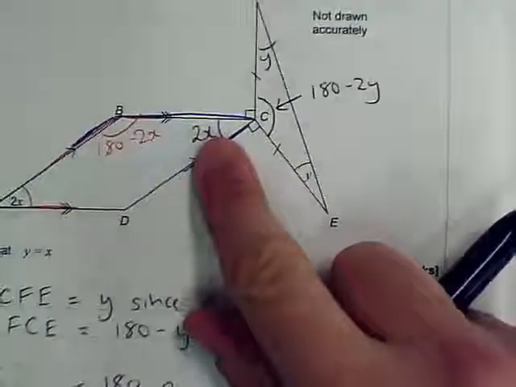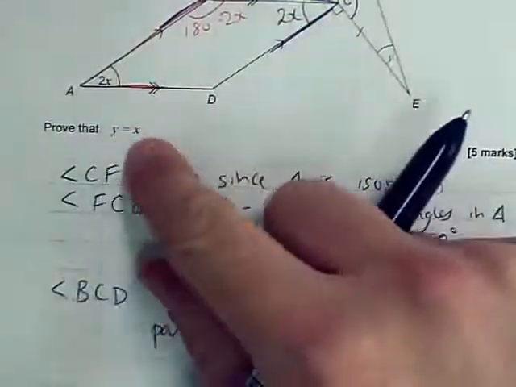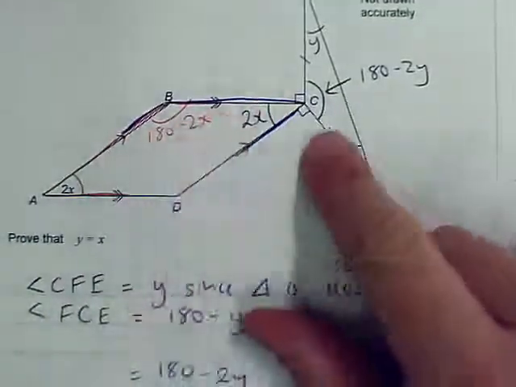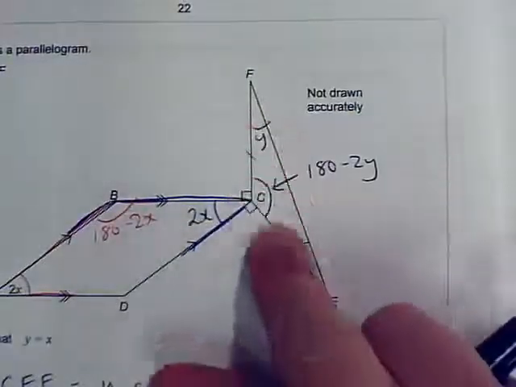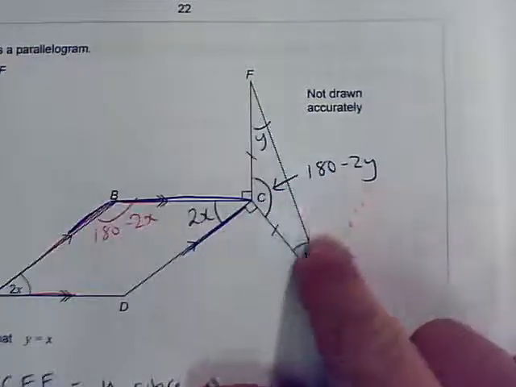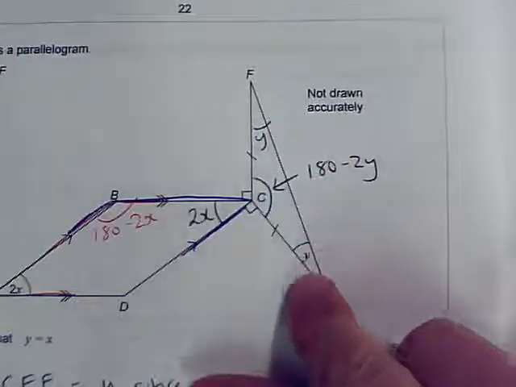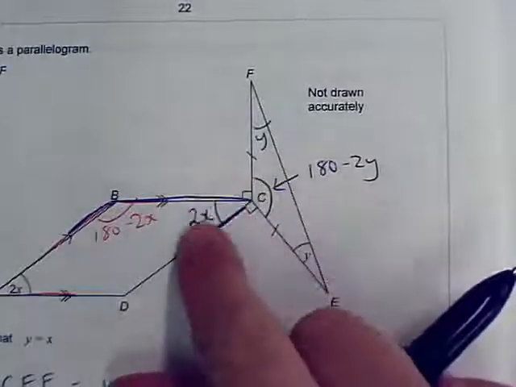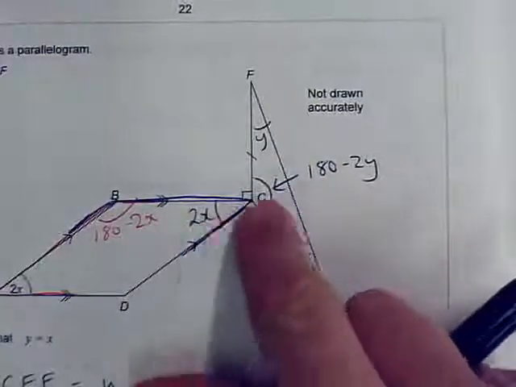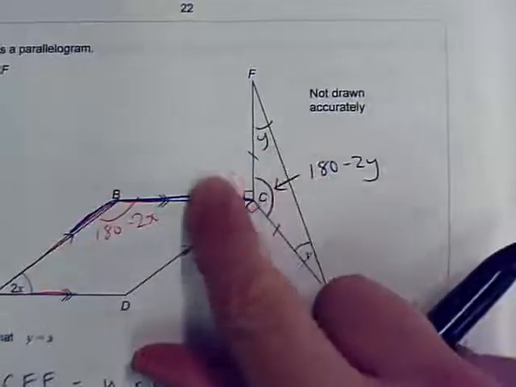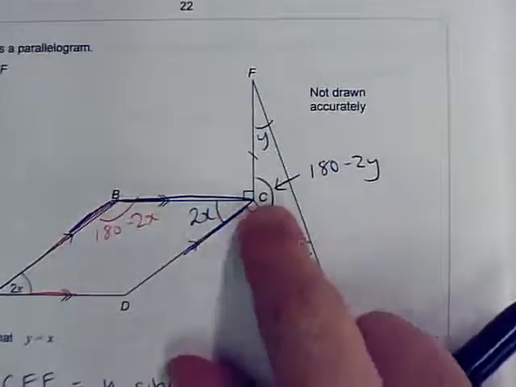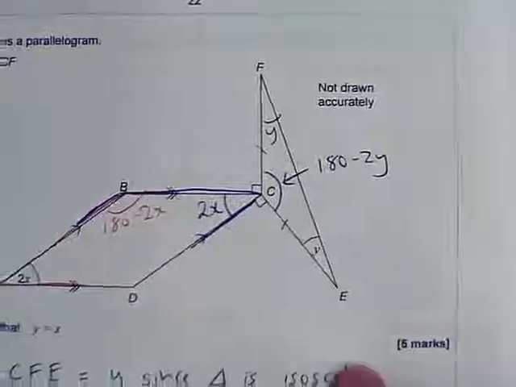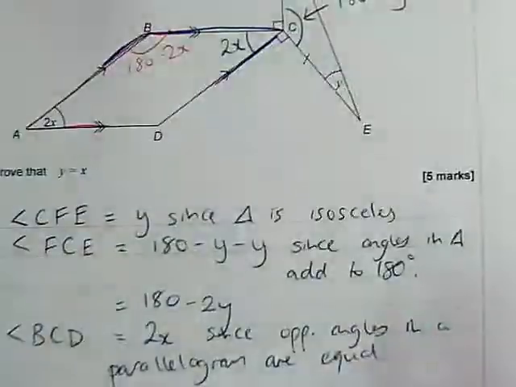So now I know this, what I want to do is find some way of connecting y and x. The parallelogram itself isn't going to help me because I've just got x's in here. The triangle on its own isn't going to help me because I've just got y's in here: y, 180 minus 2y and y. So I'm looking at this point here because we've got x's and y's. We need to come up with an equation that includes this. So I know that angles around a point add up to 360. Let's write down the angles at that point.